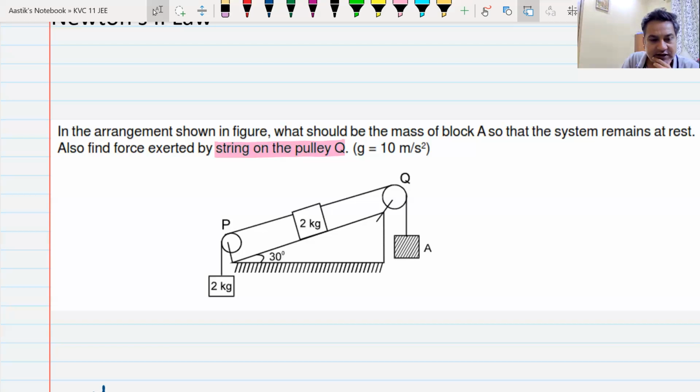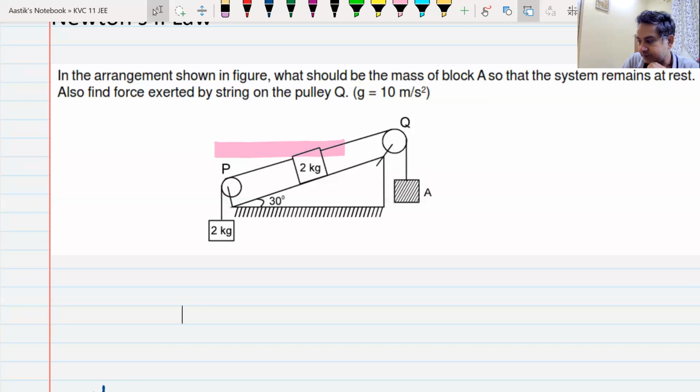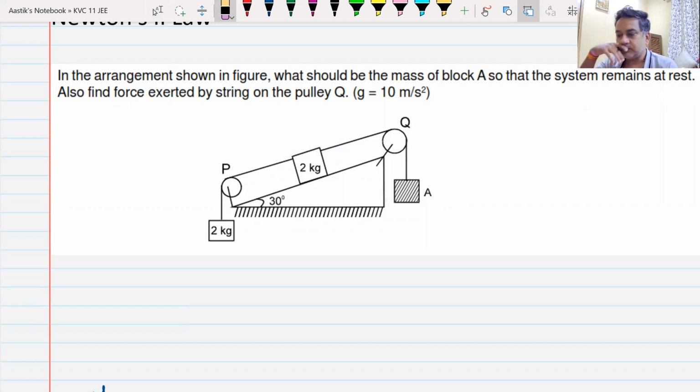Do we have any answer or shall I do it? Anyone has any answers?